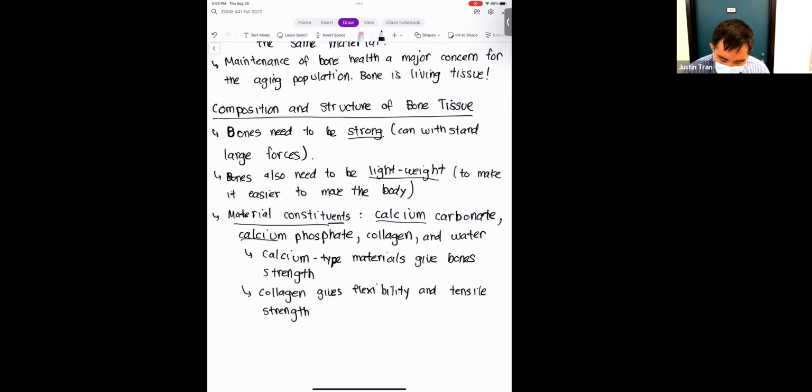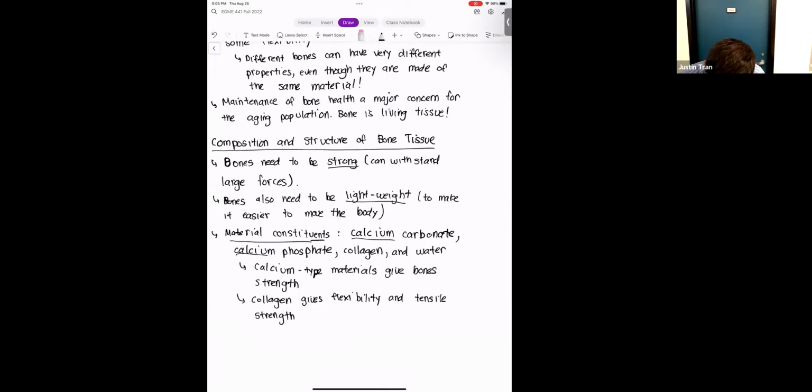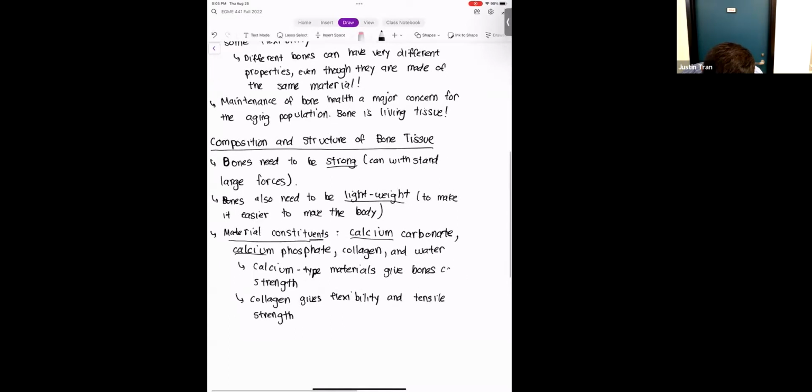I should add too, the calcium type materials give the bone strength, but it's a very specific kind of strength. It's compressive strength. If you look at calcium just by itself, calcium is actually quite brittle, right? You can compress it really, really well, and it's not going to break. But as soon as you try to pull on it with tension, calcium breaks pretty easily, as do a lot of materials.